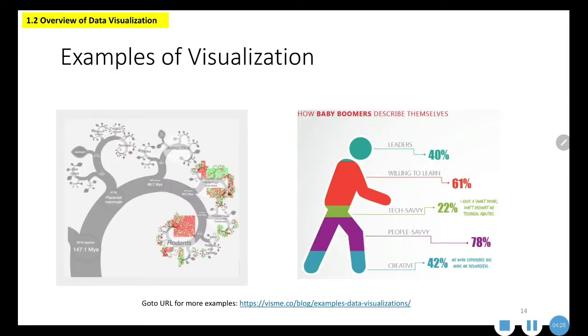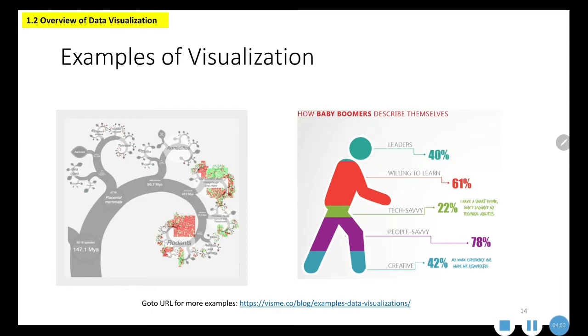Okay, these are some examples of visualization. All these examples are taken from this website. So you can go to this website to see different kinds of representation or visualization that are very creative, which can help you to get some ideas on how to create visualization later.